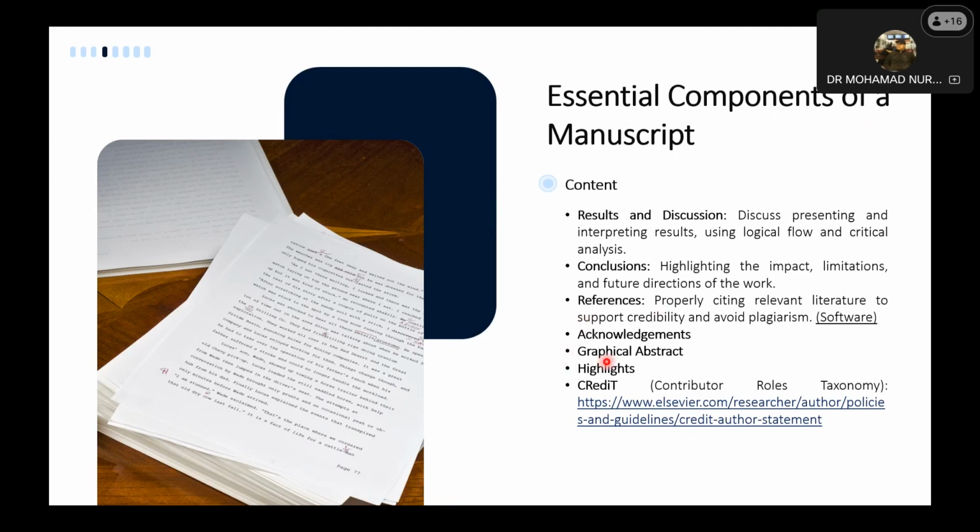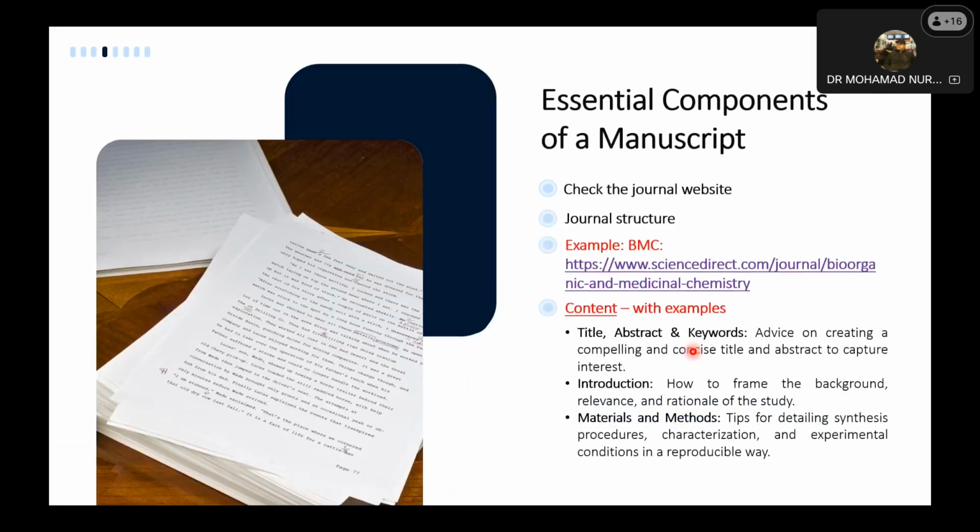Okay, next, the graphical abstract. This is very important. The graphical abstract represents and visualizes your work. This is very important to make sure everybody understands what you are doing, and also highlights and credits. So we are going to the contents with examples. I already gave you some examples, and you can easily access our website to see an example.